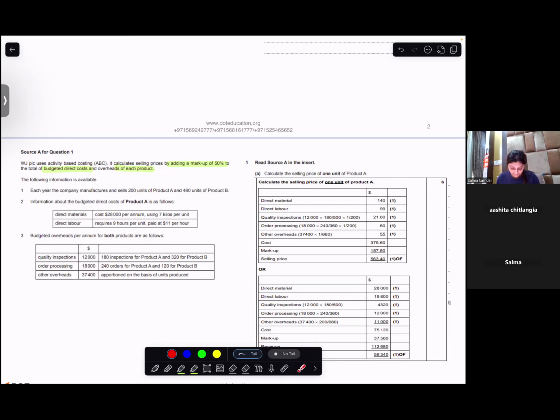How did you get it? The direct material per annum is 28,000. So 28,000 is for all the 200 units, so I divided that by 200. 28,000 divided by 200, what are you getting? 140. Okay, fine. Then for direct labor, it's 9 hours of labor per unit paid at 11 per hour. So 9 into 11, which is 99.